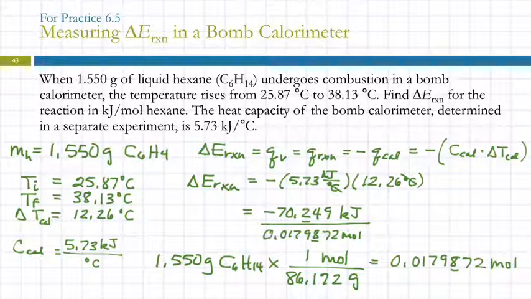So 70.249, it's a negative number, divided by 0.0179872 equals minus 3905.4, 3 sig figs, kilojoules per mole. How do we round that? Is that minus 391 kilojoules per mole?